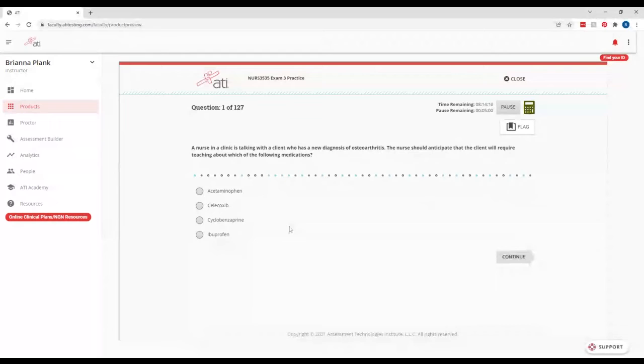Okay, so this is what it looks like for me. I have to go in it as to preview the exam, but when we click on things, it will tell us whether or not it's correct. So we have a client with osteoarthritis. What medication do we think that they will be prescribed? Any guesses? I'm gonna go for this one.